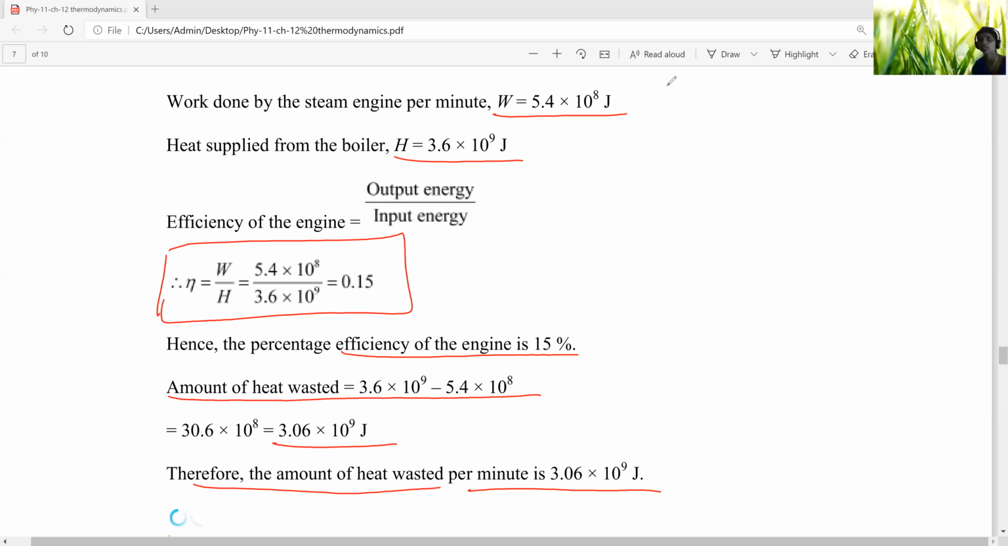It is very easy also. So first, try to write the given things: the work done by the steam engine per minute, W, is 5.4 into 10 to the power of 8 joules, and the heat supplied from the boiler, H, is equal to 3.6 into 10 to the power of 9 joules. Efficiency of a heat engine is calculated using the formula output energy divided by input energy. The efficiency of the engine is denoted by eta, equal to W divided by H. The W value is already known, that is 5.4, and the heat supplied from the boiler, H, is 3.6 into 10 to the power of 9. So after simplification, the efficiency of the heat engine we got is 0.15.